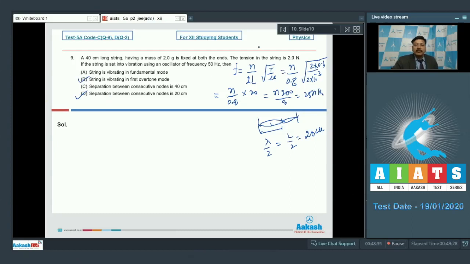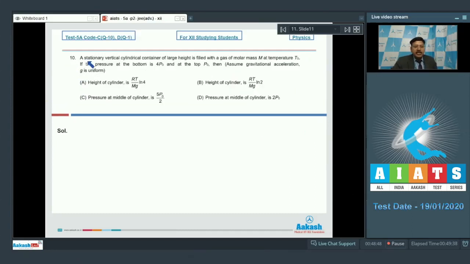Let's go on to the next question now. Question 10 says, a stationary vertical cylindrical container of large height is filled with a gas of molar mass m at temperature T0. If the pressure at the bottom is 4 P0 and at the top is P0, then assume gravitational acceleration g is uniform. Height of cylinder is this much, and pressure at middle of cylinder is this much.